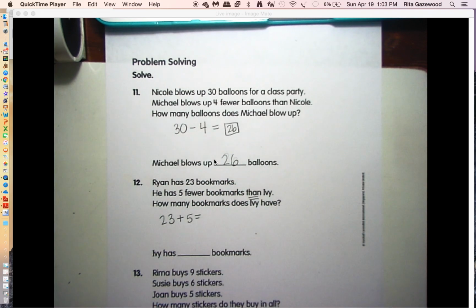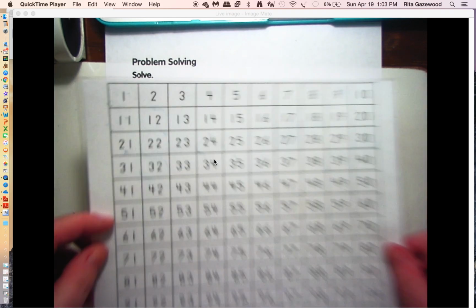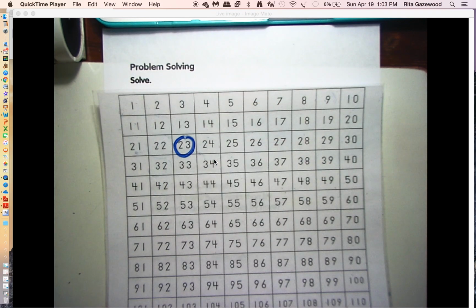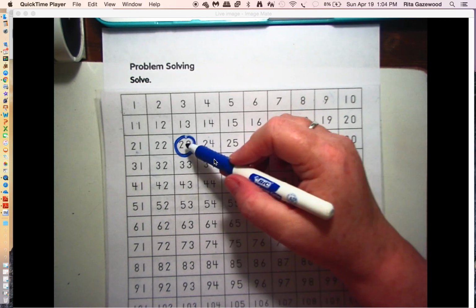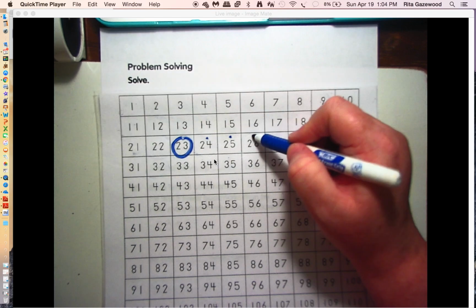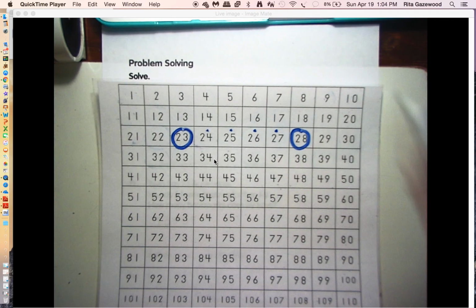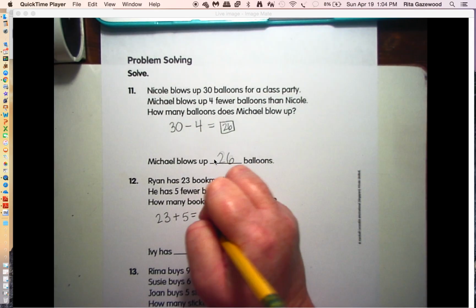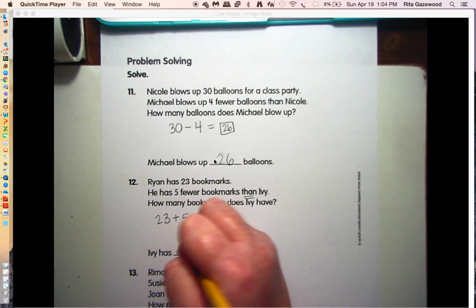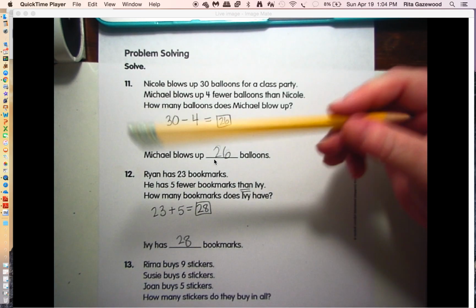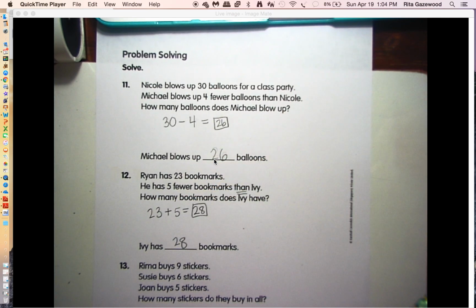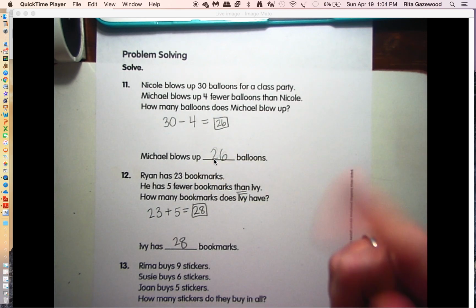Now that is also going to be a counting on strategy. So let's go to our 23. We're going to count on because Ivy has 5 more than Ryan because Ryan has 5 fewer than Ivy. So we're going to count up by 5. 1, 2, 3, 4, 5. So how many does Ivy have? Ivy has 28 bookmarks because Ryan had 23 and he has 5 less than Ivy, so we had to put that more back to get the 28. That one's really tricky.